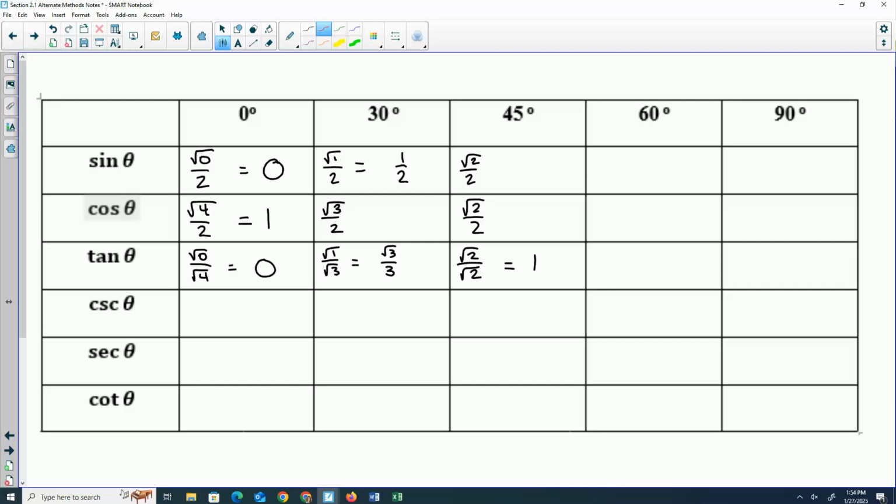All right, 60. So sine, square root of the top over 2. So that would be cosine, square root of the bottom over 2. Top over square root of the bottom. So square root of 3 over the square root of 1. This is square root of 3.